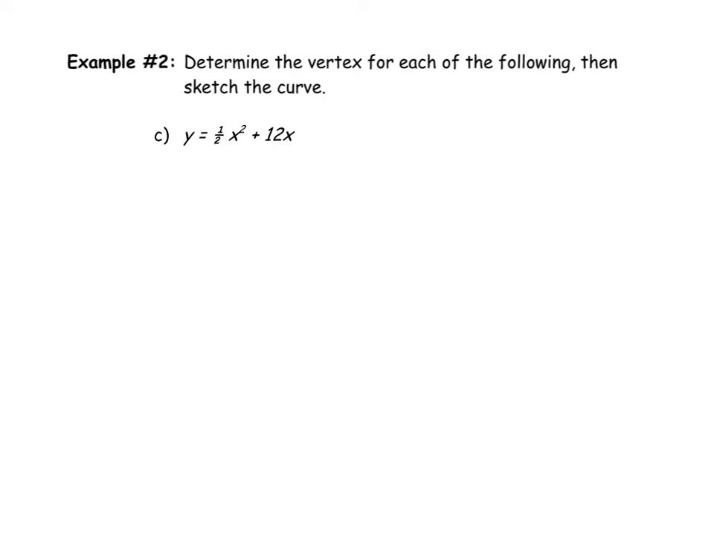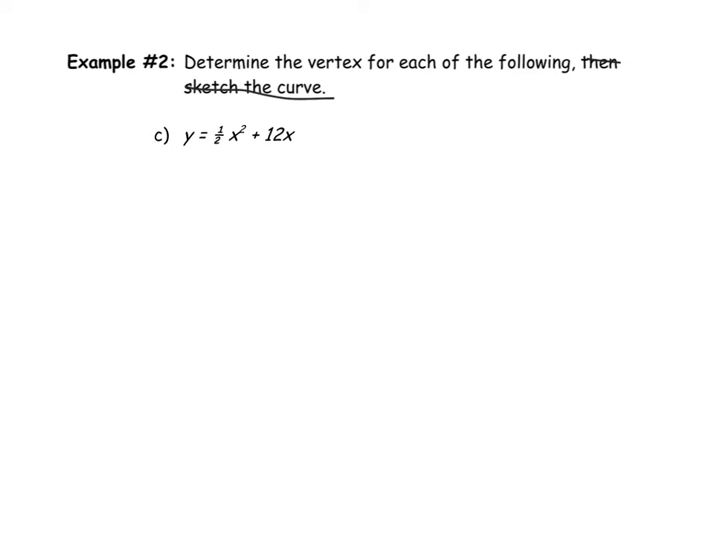So here we have another question where I'm being asked to determine the vertex and then sketch the curve. We're going to park the sketch the curve bit because we've done that in a previous lesson, but we will talk about what we might expect to see from this curve. So when I look at this function, I can see right away that it's not in vertex form. And so if I want to identify the vertex, I need to complete the square.